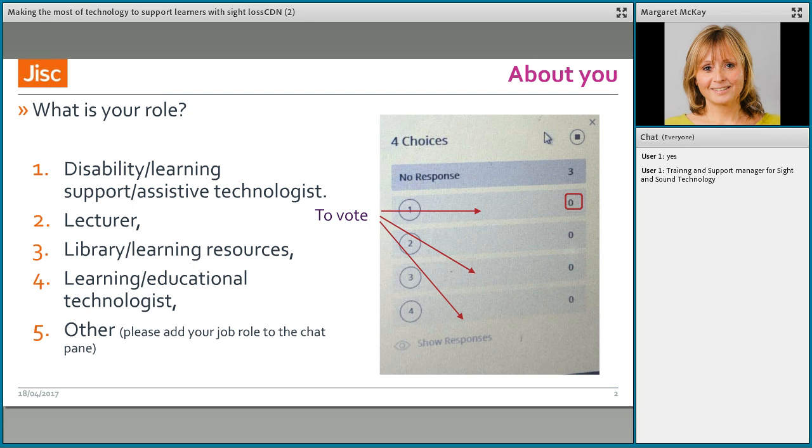So Matt, training and support for sight and sound, great. I wondered if anybody else has any other experience of working with students with sight loss, then please do add it in the pane. But we're going to continue. Great, Matt, JAWS trainer, fantastic.